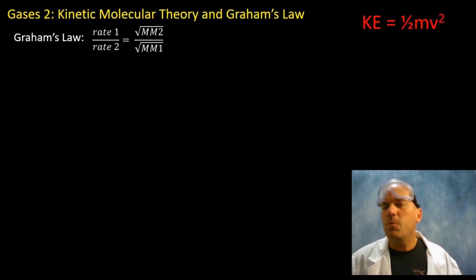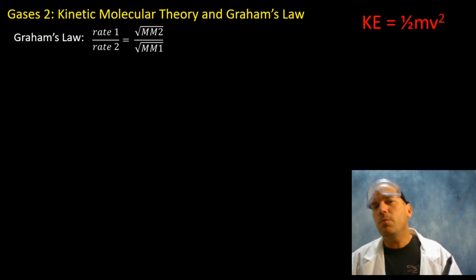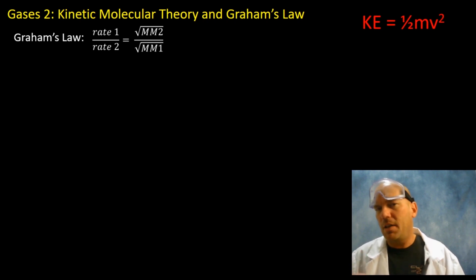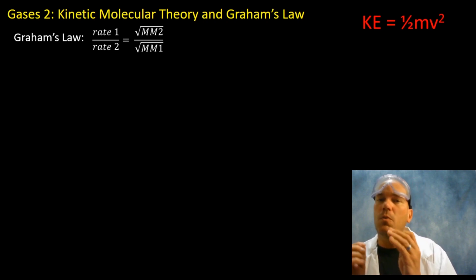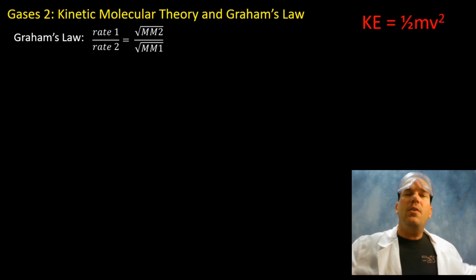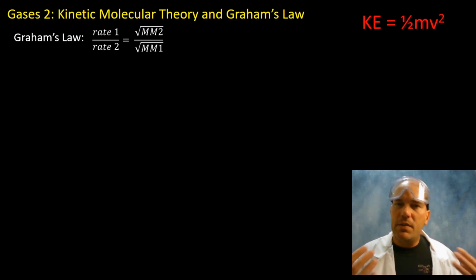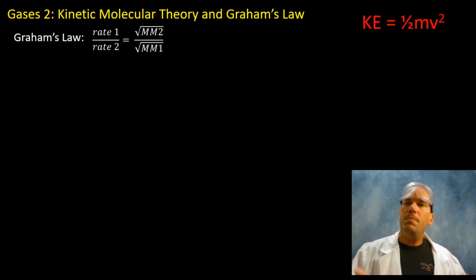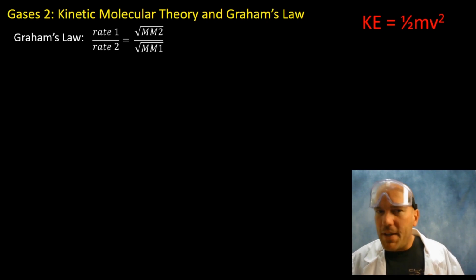And it states that the rate of gas molecule 1 divided by the rate of gas molecule 2 is equal to the square root of the molar mass of molecule 2 divided by the square root of the molar mass of molecule 1. Now, rate is an expression of anything over time. So meters per second is a rate. Miles per hour is a rate. Molar per second, which we talk about in kinetics, is a rate.